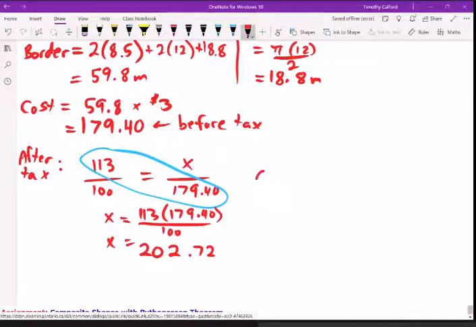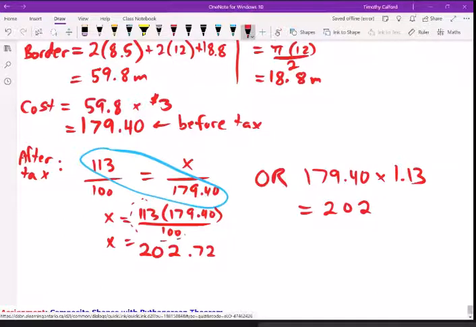Another method of adding tax is just to recognize that instead of $1, every dollar is going to go up by 13 more cents because the government says you pay us an extra 13 cents for every dollar it costs. So we could just take the price and multiply it by $1.13 to figure out the new amount, and you'd get the same thing. Essentially, you end up doing that anyway because you'll see that 113 over 100, that's a 1.13. So that's kind of hiding in there, really what you're doing is multiplying $179.40 by 1.13. So they accomplish the same thing.